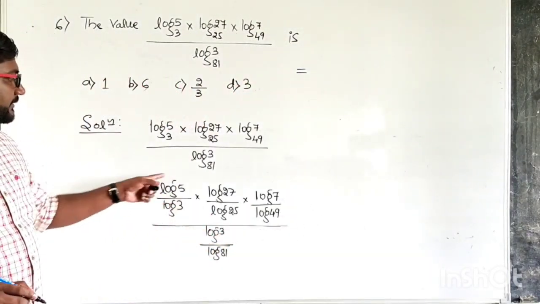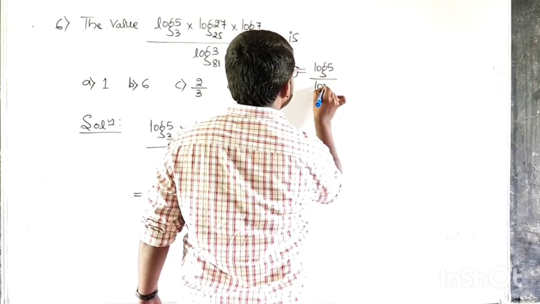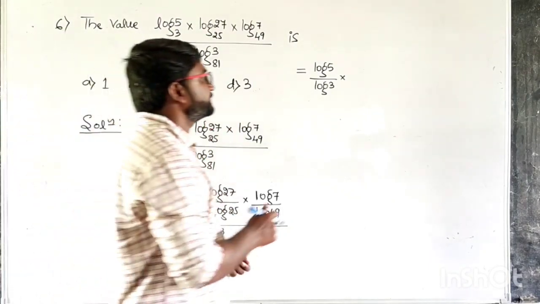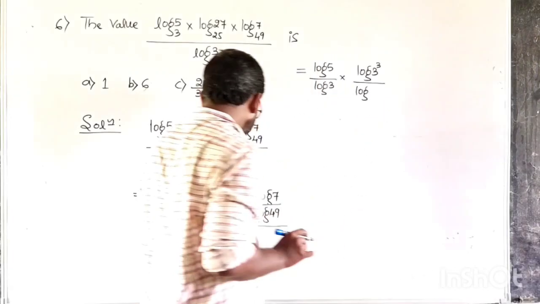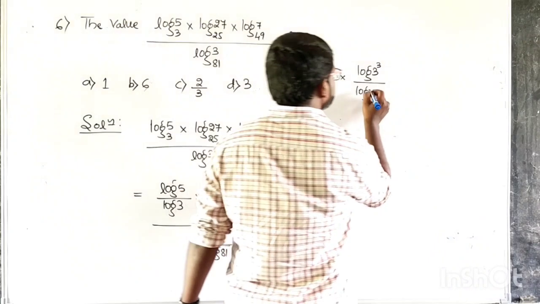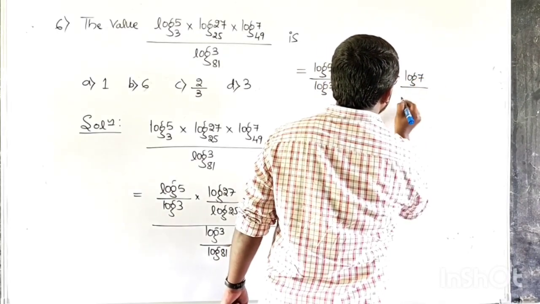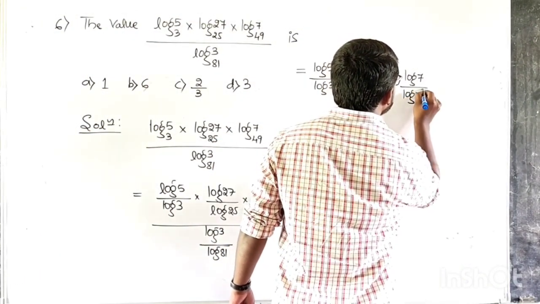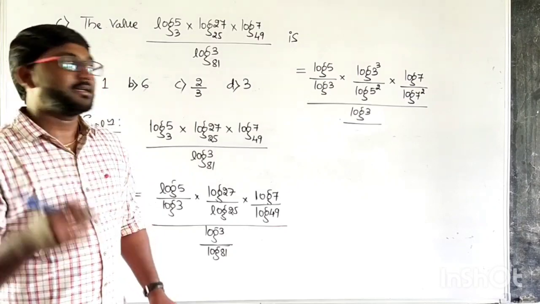So here I write this term as it is, log 5 divided by log 3, then into, so here 27 can be written as 3 raised to 3, log 3 raised to 3, then divided by log 25, which can be written as 5 square, so log 5 square, into log 7 as it is, then whole divided by, so here 49 can be written as 7 square, log 7 square, then whole divided by log 3 as it is, then divided by, so here 81 can be written as 3 to the power 4, log 3 raised to 4.